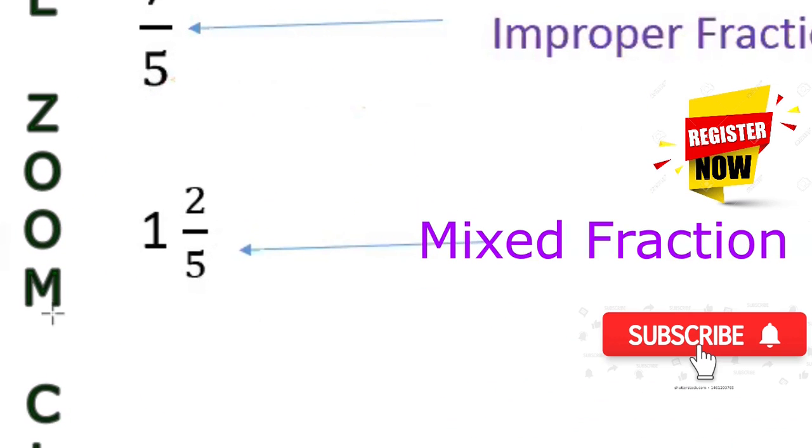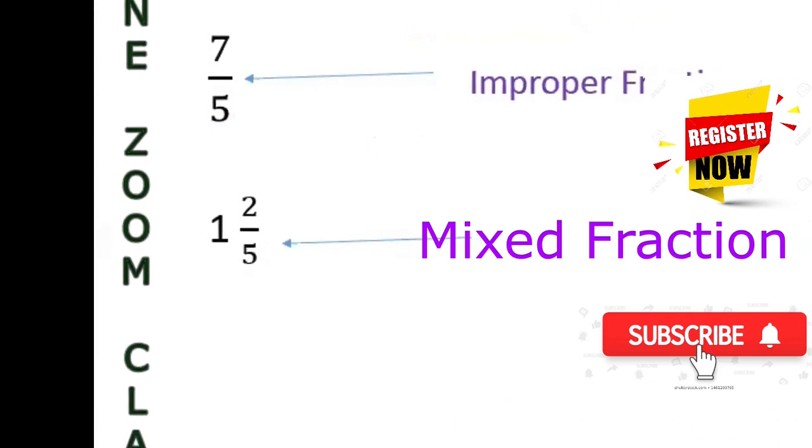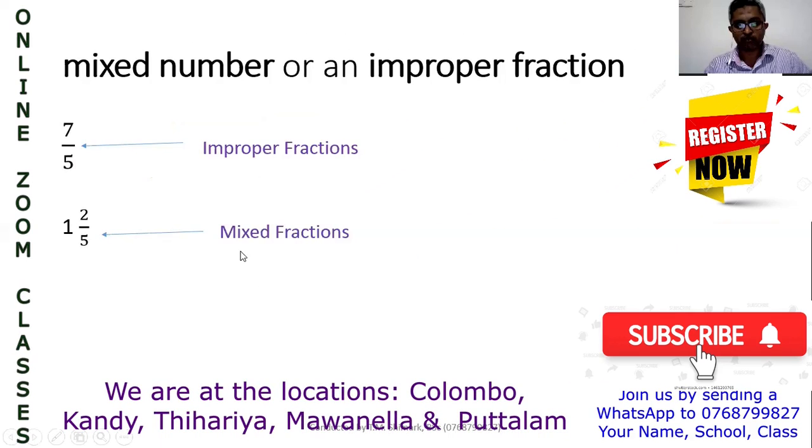This we call a mixed fraction, correct? Mixed fraction, clear. I have just changed 7 by 5 into a mixed fraction. How do we get this mixed fraction from the improper fraction? How do we obtain that? What's the way for that? The way we get a mixed fraction from an improper fraction is just division, simple as that.